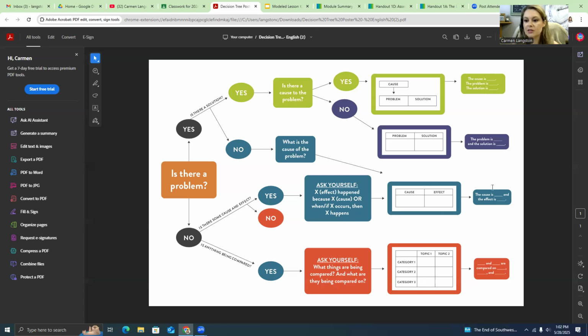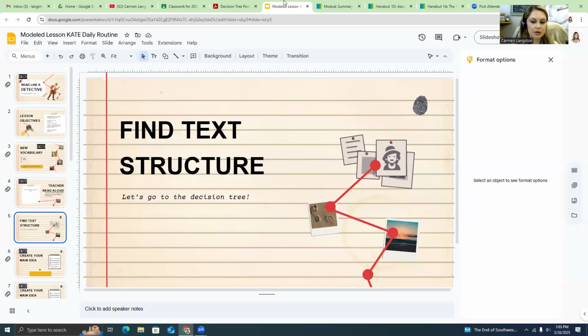All right, so you can see here we have our sentence stem. This is going to help us write our main idea. It just says the cause is blank and the effect is blank. So using your interactive notebook, now that we used the decision tree, you can also use your bookmark with your sentence stems on it, and I want you to go ahead and write out your main idea now that we've decided that the text structure is cause and effect. So go ahead and do that.